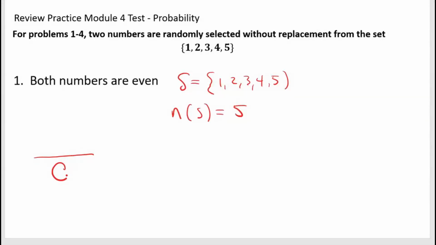Now, how many are we selecting? We're selecting 2. Remember, that's the number that goes on the right. How many are we selecting it from? 5. So it's really a combination of 5 choose 2.